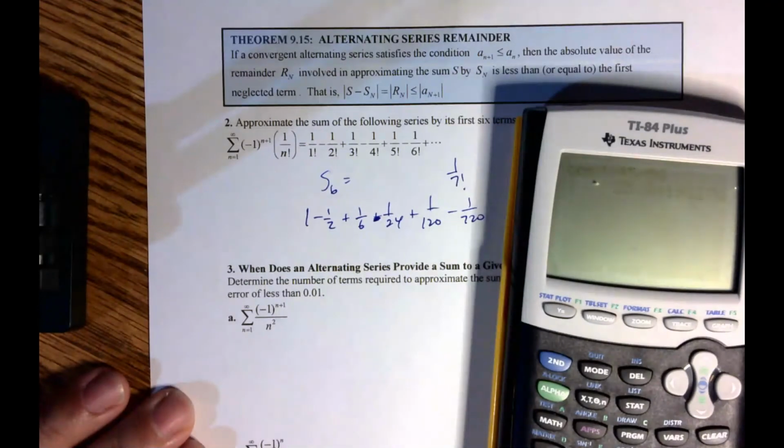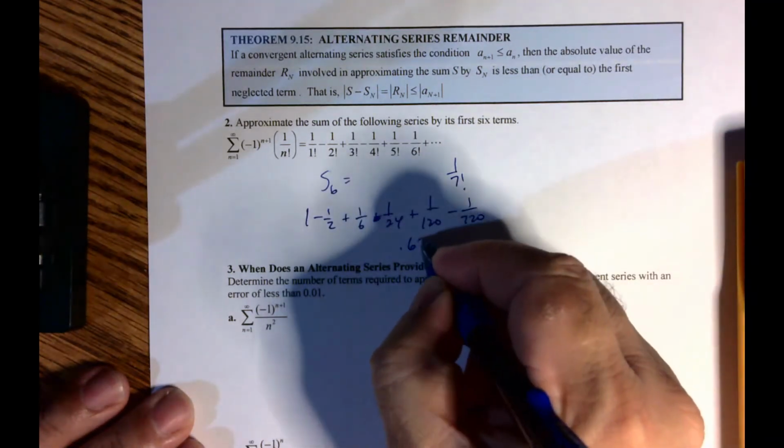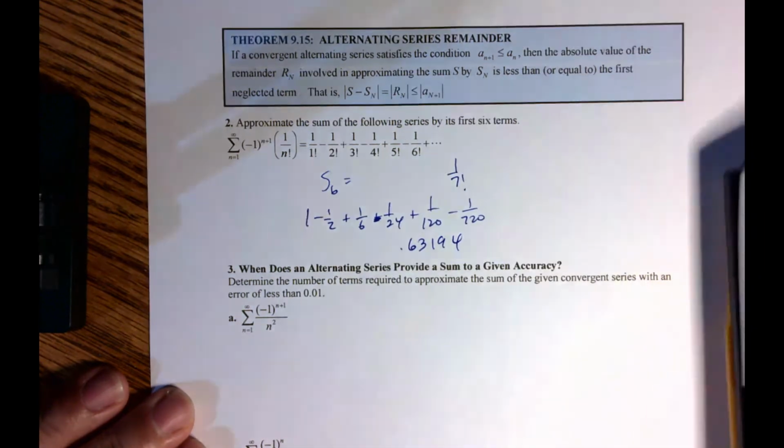So that's going to be, turn it on. Okay, so it's going to be 1 minus half plus 1/6 minus 1/24 plus 1/120 and minus 1/720. And I get 0.631944. Repeating.